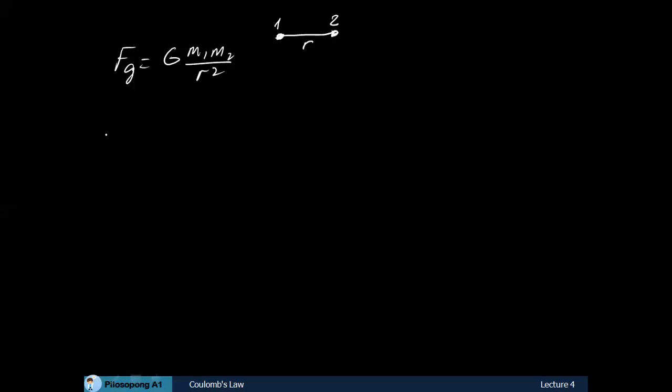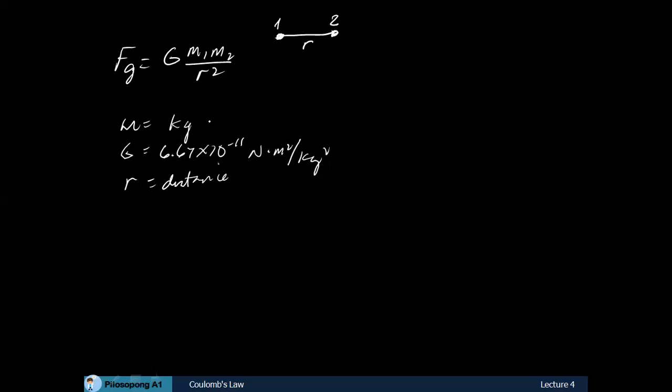So what do we know about it? M is the mass in kilograms, and G is the constant 6.67 times 10 raised to negative 11 newton meter squared per kilogram squared. We also have R, which is the distance between, in this case, 1 and 2, the distance between the centers of the two objects.